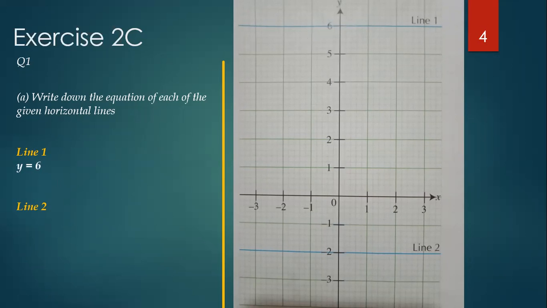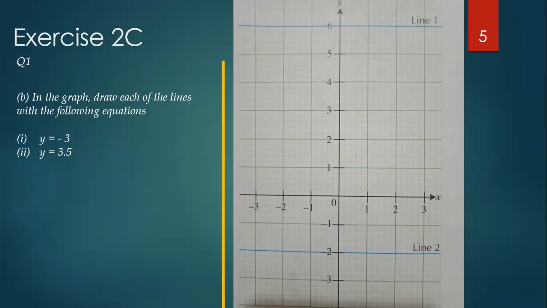So the equation of line 1 is y = 6 because this line is meeting the y-axis at 6. Similarly, the equation of line 2 is y = -2. Remember, if there's a horizontal line, the equation will begin with y. And if it is a vertical line, the equation will begin with x. Good.